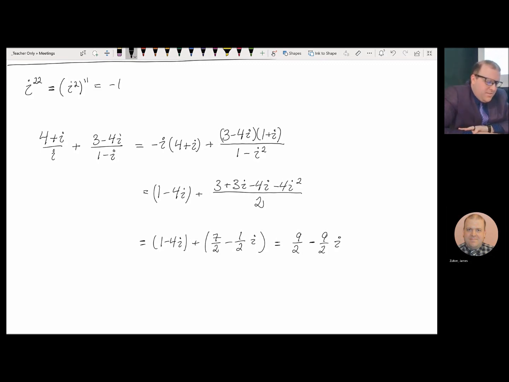What would be positive? Why would it be positive? Change it to a positive. i squared would if it was i squared, but it's not.